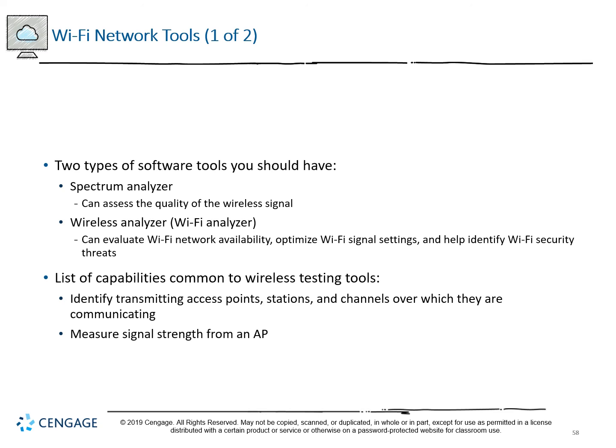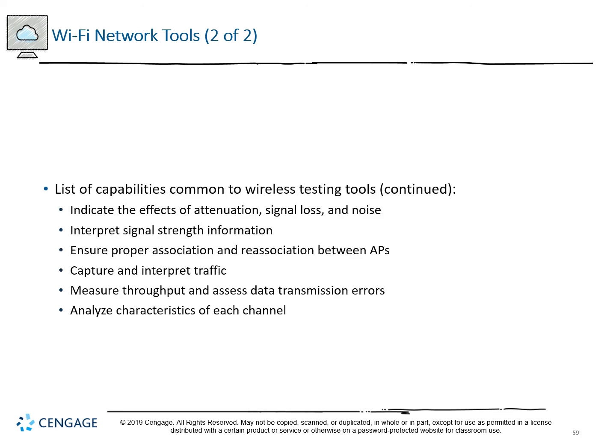Now, some capabilities common to these testing tools would be identifying transmitting APs, stations, and channels, as well as measuring signal strength. If we know those four things, we can usually know quite a bit about the potential vulnerability of an AP. We can also indicate the effects of attenuation, signal loss, and noise, so we can see where potential obstacles may be. We can interpret our signal strength information, as well as ensuring proper association and reassociation between APs. Eliminates a lot of evil twin spoofing.